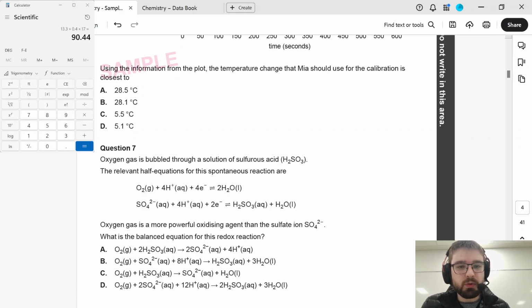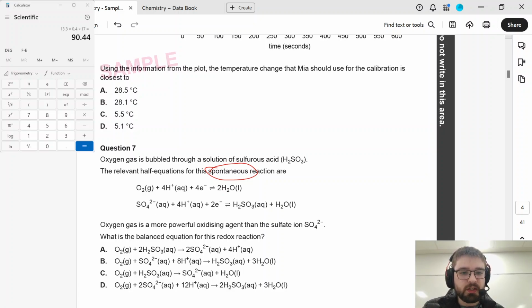Oxygen gas is bubbled through a solution of sulfurous acid. The relevant half equations for the spontaneous reaction are, so it is spontaneous, and we've got two half reactions here. Oxygen gas is a more powerful oxidizing agent than the sulfate ion.